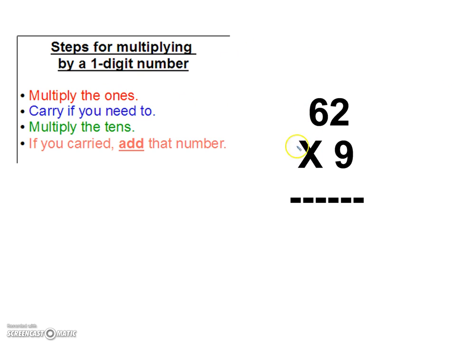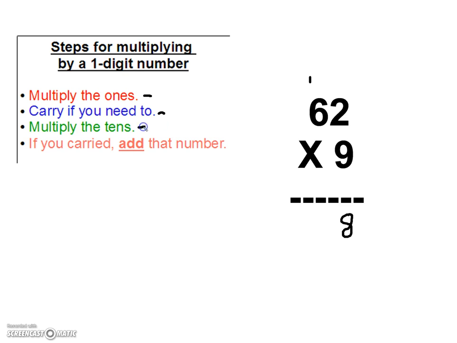So if I have 62 times 9, the first thing I would do is multiply the ones digits. That's the 2 and the 9. So 2 times 9 is 18. So I put the 8 down there and I carry the 1. So that's the next step. Carry if you need to.